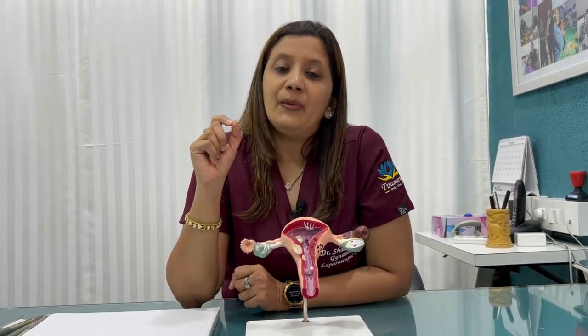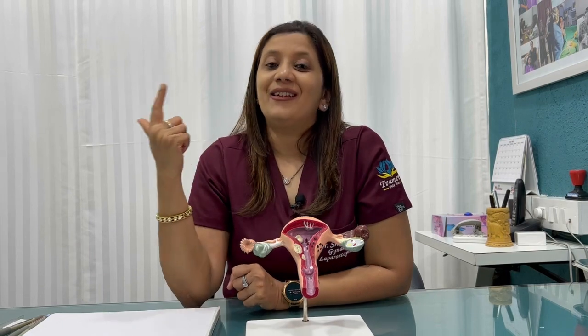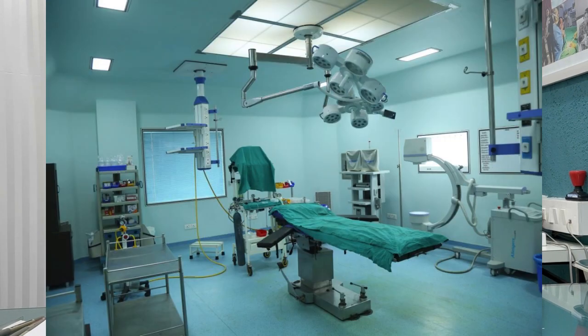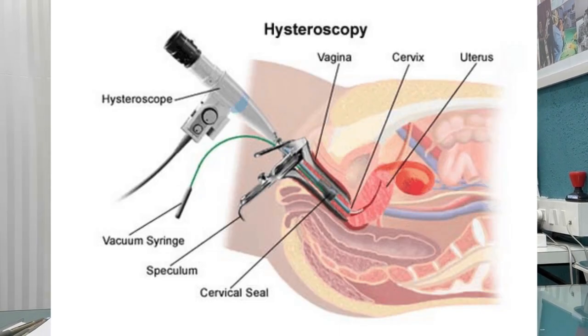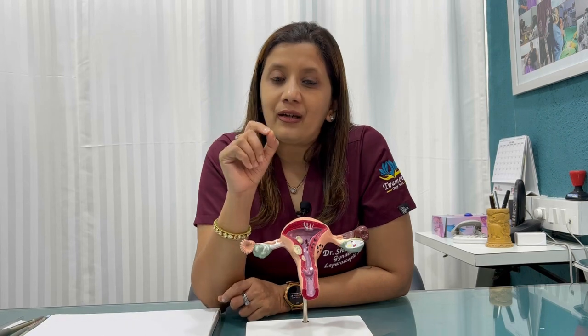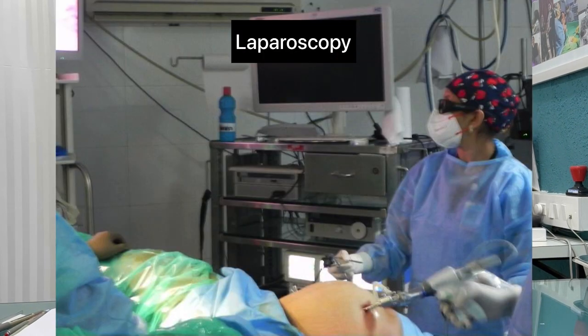The last procedure, which is known as the diagnostic hysterolaparoscopy, is like a live relay of a woman's reproductive system. Now, in this procedure, the woman is admitted, she is taken inside the OT, given anesthesia, and two telescopes are passed, one through her vaginal opening, which is known as a hysteroscope, and another is passed through a cut made into the umbilicus, which is known as a laparoscope.